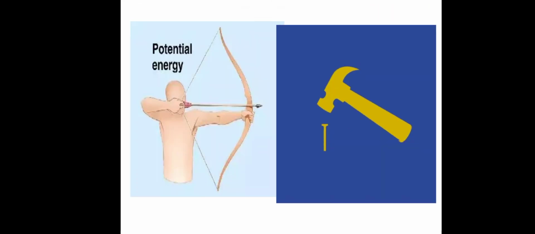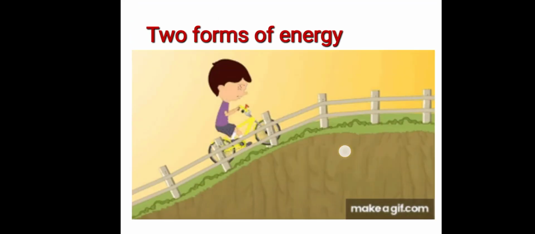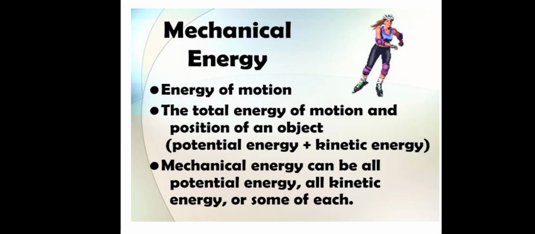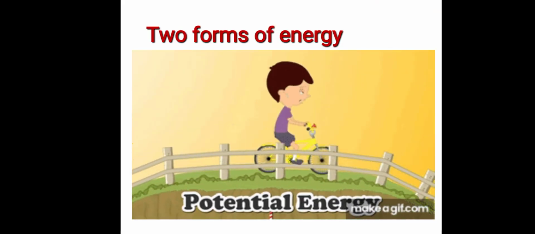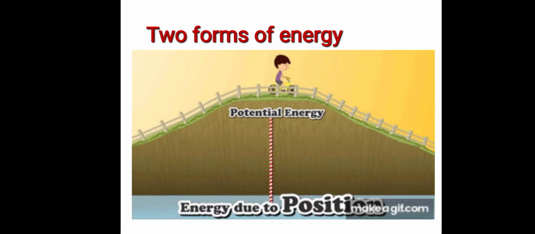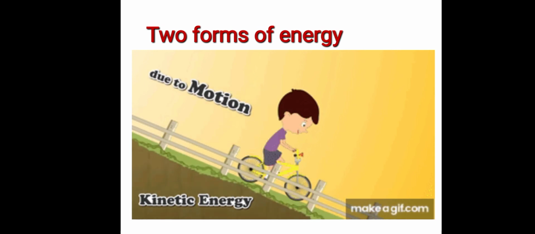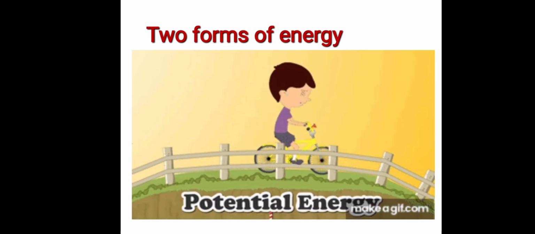So, children, this is all about the two forms of energy that we have learned, and we have understood about mechanical energy, that is potential energy, energy due to position, and once the cycle goes down, that is the kinetic energy, energy due to its motion.